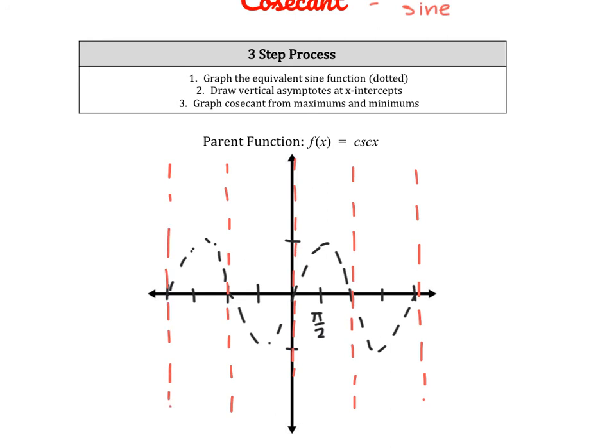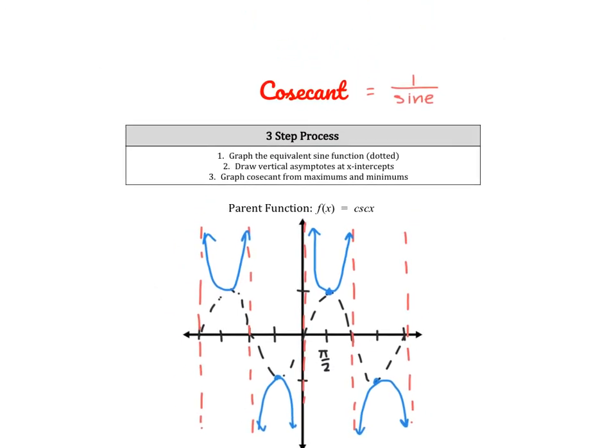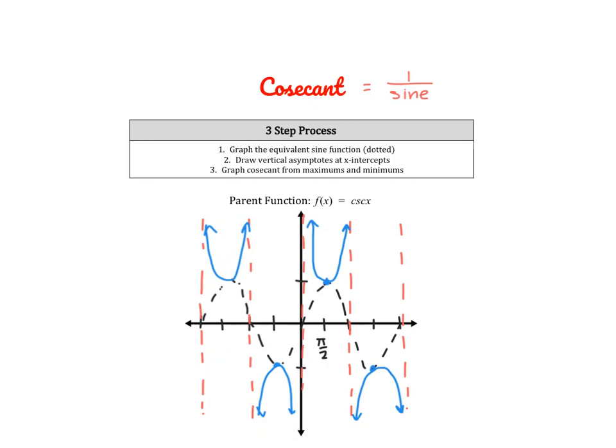So I have all of these vertical asymptotes. I have one at pi, 2 pi, negative 2 pi. And then you just graph cosecant from the maximums and minimums of your guideline function. So I actually have a coordinate here. And then you end up having what looks like a bunch of little parabolas. So this is 1 full cycle. Both parts make a full period of cosecant. And we can do a second full period to the left as well. So there you have it. Essentially, if you can graph sine, you can graph cosecant.